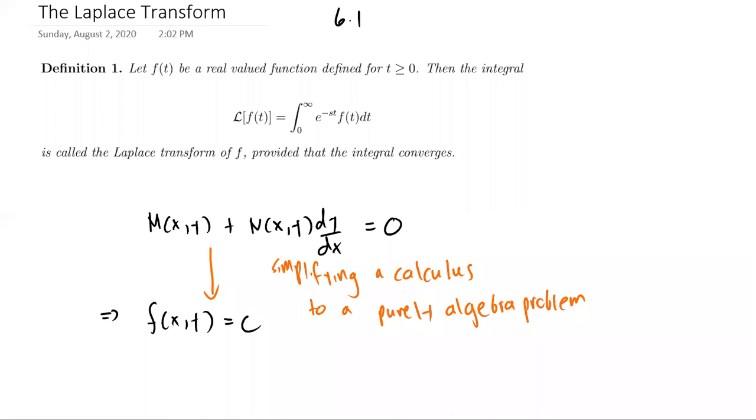Hello, class. So in this video, we're going to continue on section 6.1, where we introduce the Laplace transform. In the previous video, we introduced the definition. It's basically this improper integral.